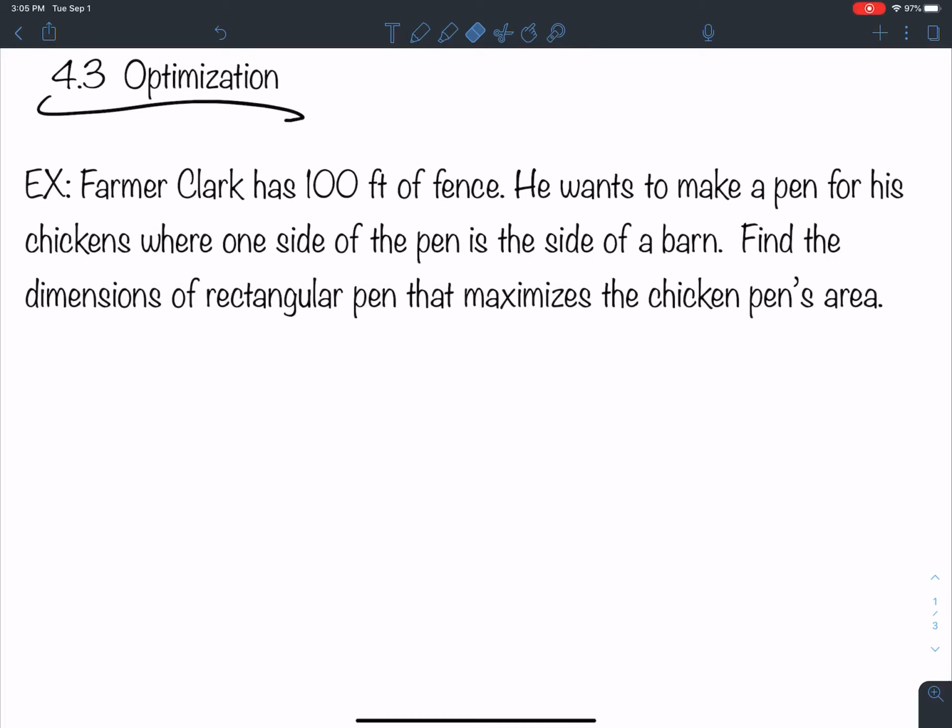So in this video, we're going to talk about optimization. Farmer Clark has 100 feet of fence, and he wants to make a pen for his chickens where one side of the pen is the side of a barn.